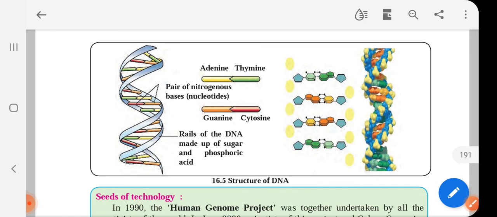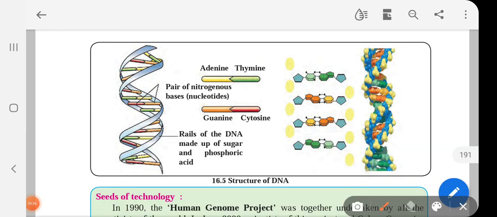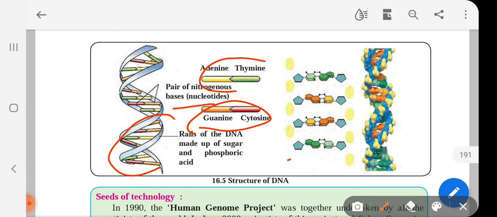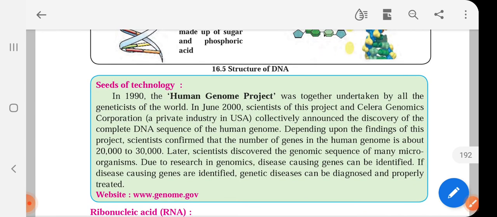So here, what I have explained can be seen over here. You can see in this diagram the DNA has pairs of nitrogenous bases like adenine, thymine, guanine or cytosine. Then these are the rails of the DNA made up of sugar and phosphoric acid. Okay, this is how sugar and the bases are joined together. You can see here the phosphoric acid group. So that is how the DNA looks.